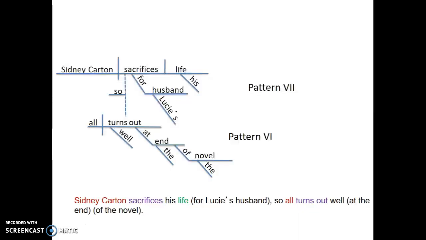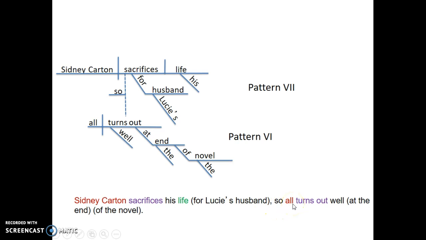And then finally, we have Sydney Carton as our subject. Sacrifices is our verb. Sacrifices what? His life. And why? The prepositional phrase answers a why question, so it goes underneath. That's a pattern 7 with subject, transitive verb, and direct object.